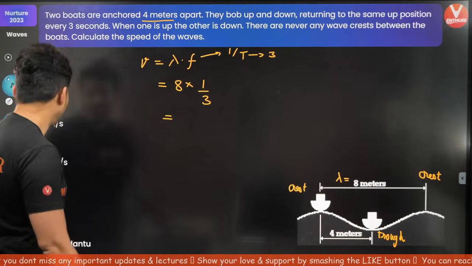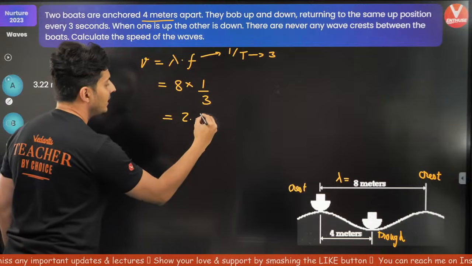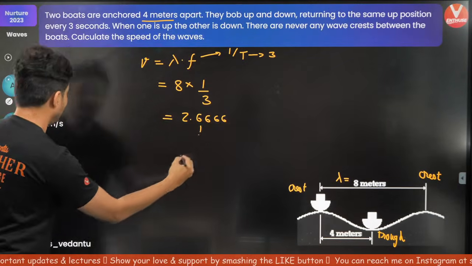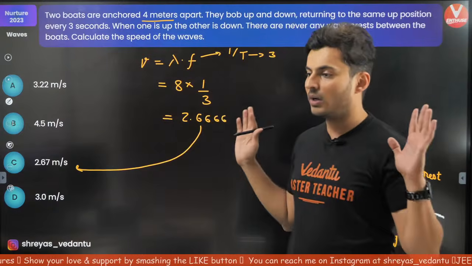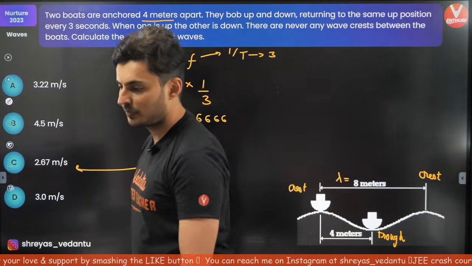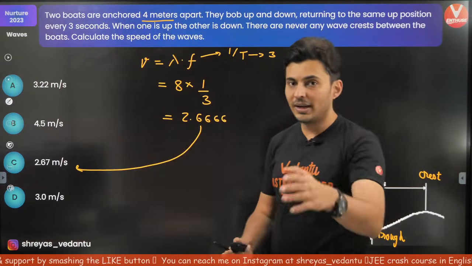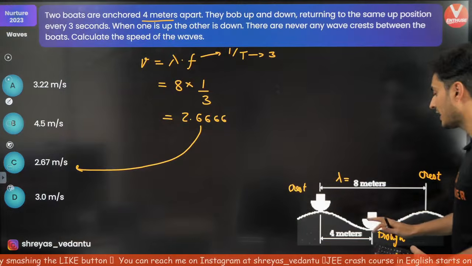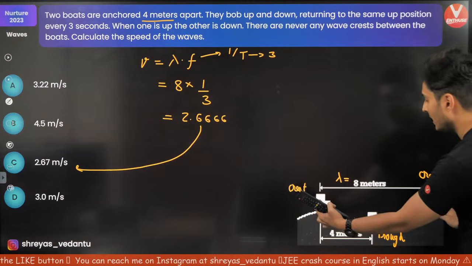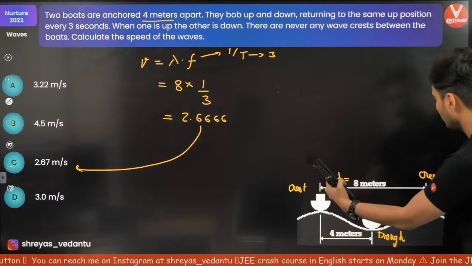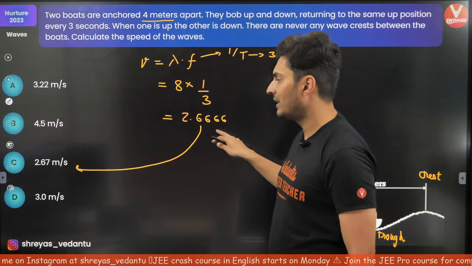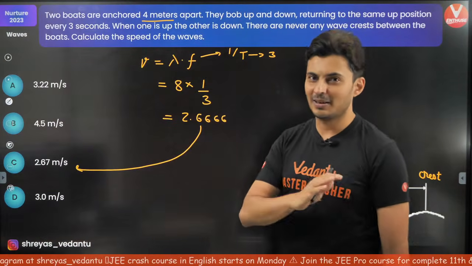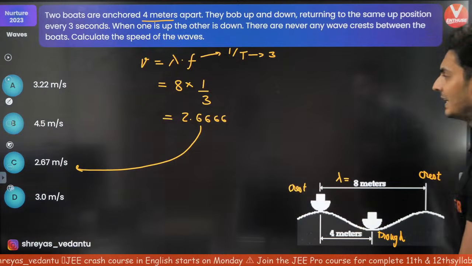So what is 8 by 3, my warriors? It is 2.66666, which is nothing but 2.67 meters per second. Got it? Very good question. So you had to first understand that if one is on the crest, the other is at the trough. So the wavelength will be double their distance. So that's why it will be 8 meters. Many of you would have taken it as 4 by 3. That will give you a wrong answer. The wavelength is not 4, it is 8.